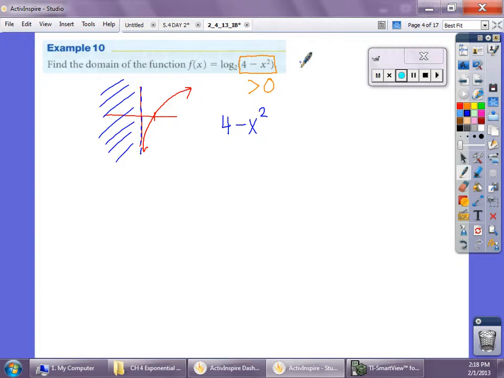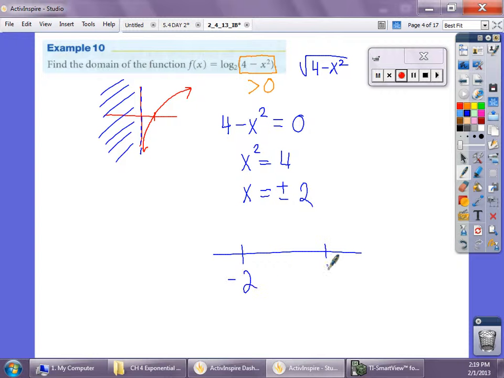So if I did the function square root of 4 minus x squared, the work I'm about to do is the same exact thing. All right, so take the inside, set it equal to 0. We get that x squared is equal to 4, x equals plus or minus 2, and then you're going to make a sign chart. And when you make that sign chart, you're going to be evaluating the sign chart using the inside, so the orange up top.